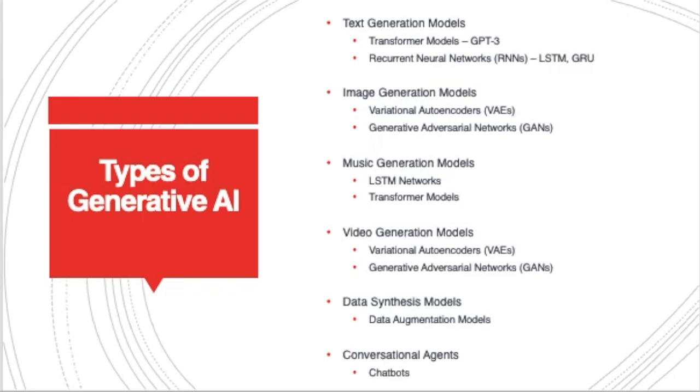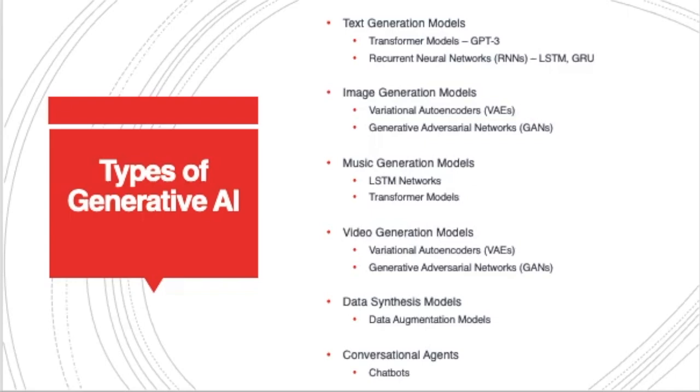Text generation models. Under text generation models, we can talk about two models. One is the transformer model, or models like OpenAI's GPT that use attention mechanisms to generate coherent and contextually relevant text. GPT-3 is an example of a state-of-the-art transformer-based language model. Another is recurrent neural networks, or RNNs. These are traditional neural networks with loops, allowing information persistence. Long short-term memory networks and gated recurrent units are variations of RNNs often used in text generation.